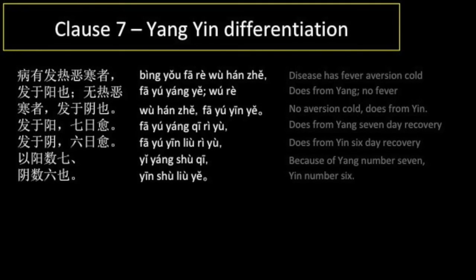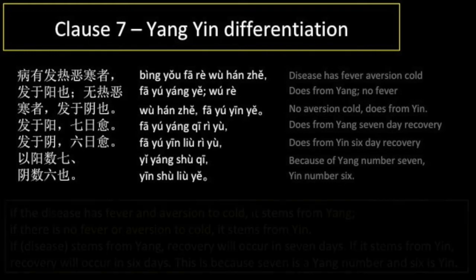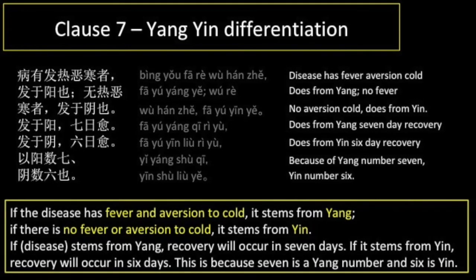Clause 7 gives the yang and yin differentiation of disease. 病有发热恶寒者，发于阳也；无热恶寒者，发于阴也。发于阳七日愈，发于阴六日愈。以阳数七，阴数六故也。 If the disease has fever and aversion to cold, it stems from Yang. If there is no fever but aversion to cold, it stems from Yin. If the disease stems from Yang, recovery will occur in 7 days. If it stems from Yin, recovery will occur in 6 days. This is because 7 is a Yang number and 6 is Yin.